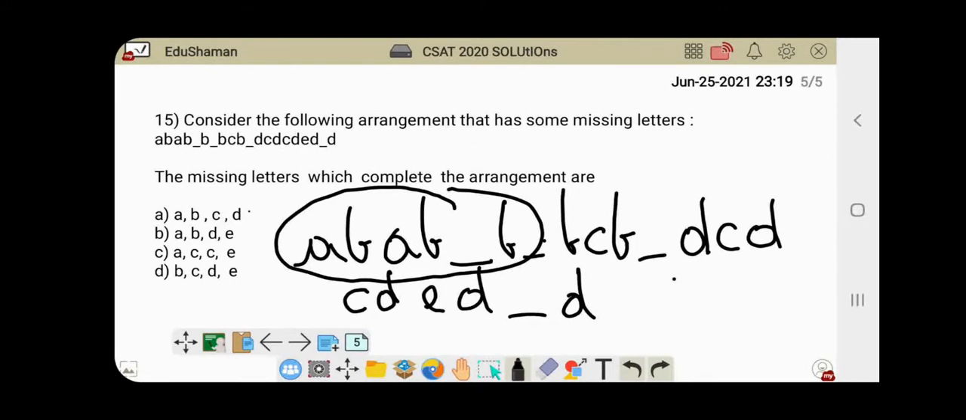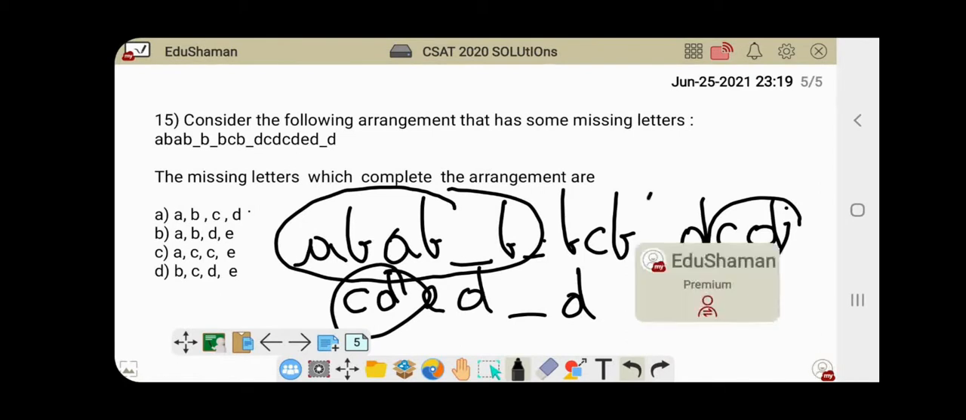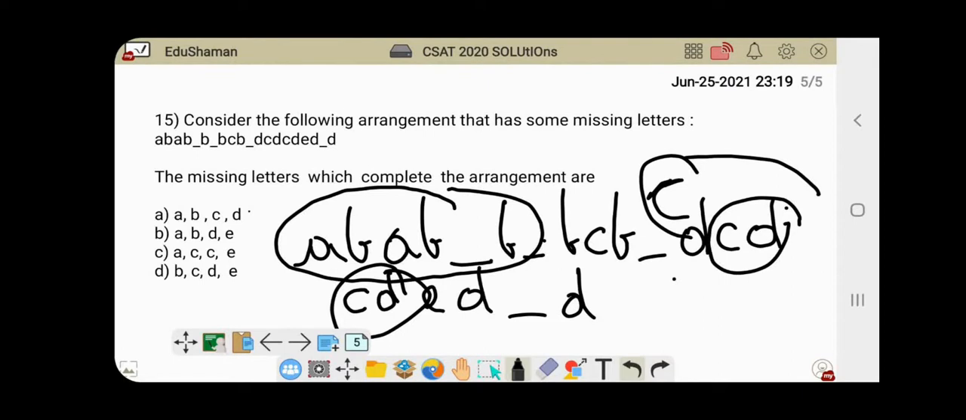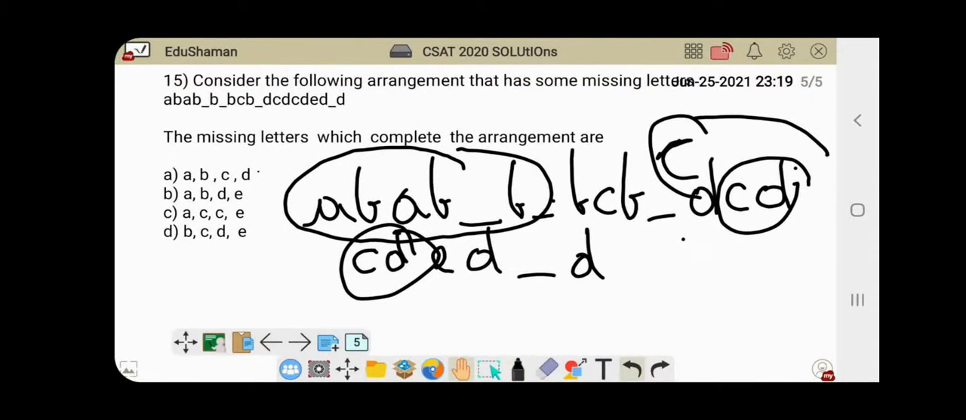And I can also see that there is some CD thing going on here. See here, CD, again CD. There is some repetitive element. If I put a C over here, then this would be confirmed, CD. So there are two patterns that I have observed, okay, AB and CD.